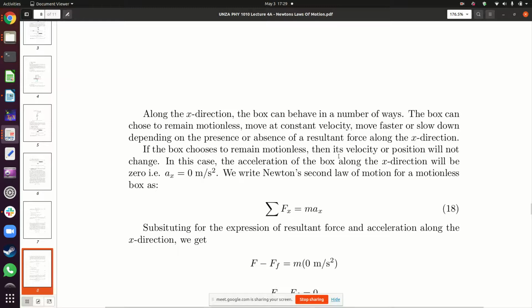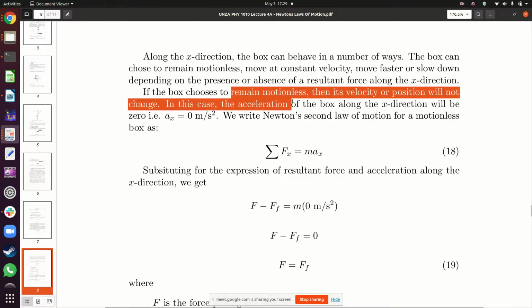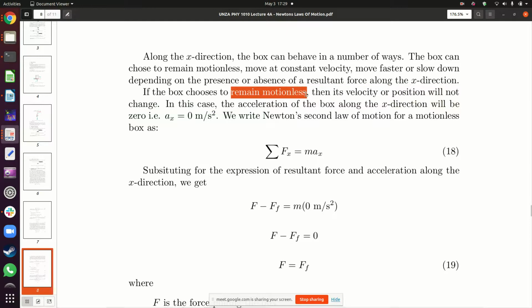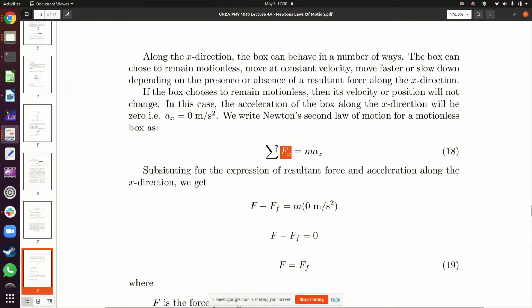So let us start with the simple cases where we already know the acceleration, when the box remains motionless. When the box remains motionless, we know what the acceleration is. The acceleration is equal to 0, since there is no change in velocity of the box. So when you write Newton's second law of motion for this case, where the box is motionless, we have the resultant force equal to the mass of the box multiplied by the acceleration.